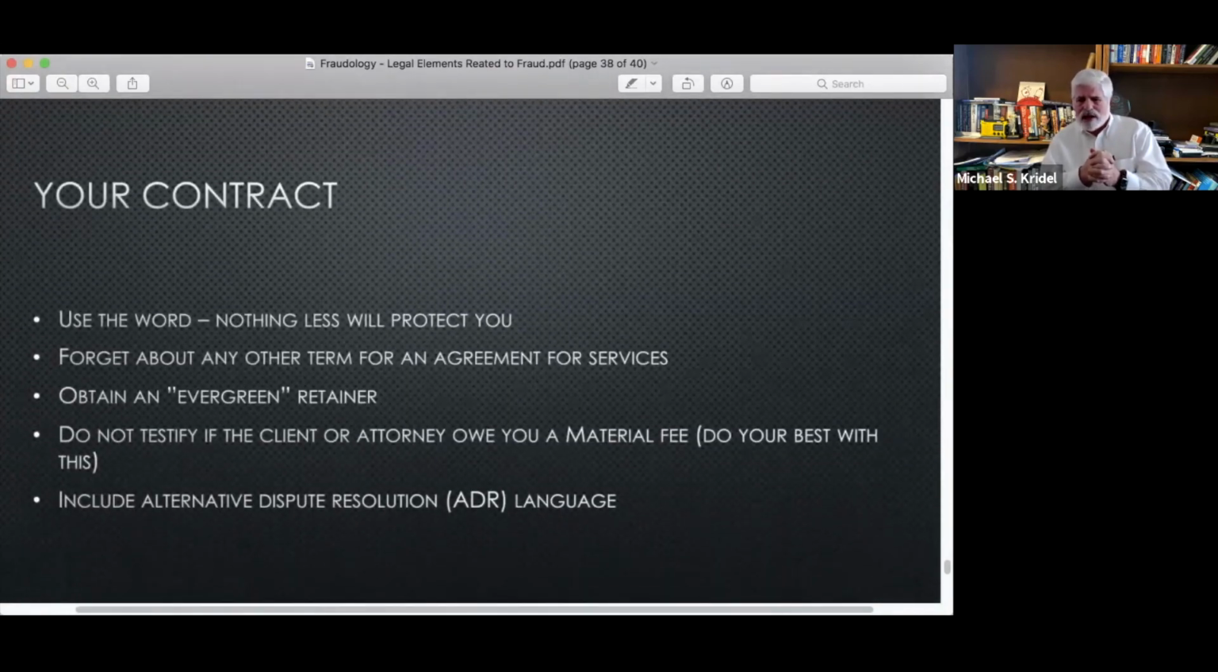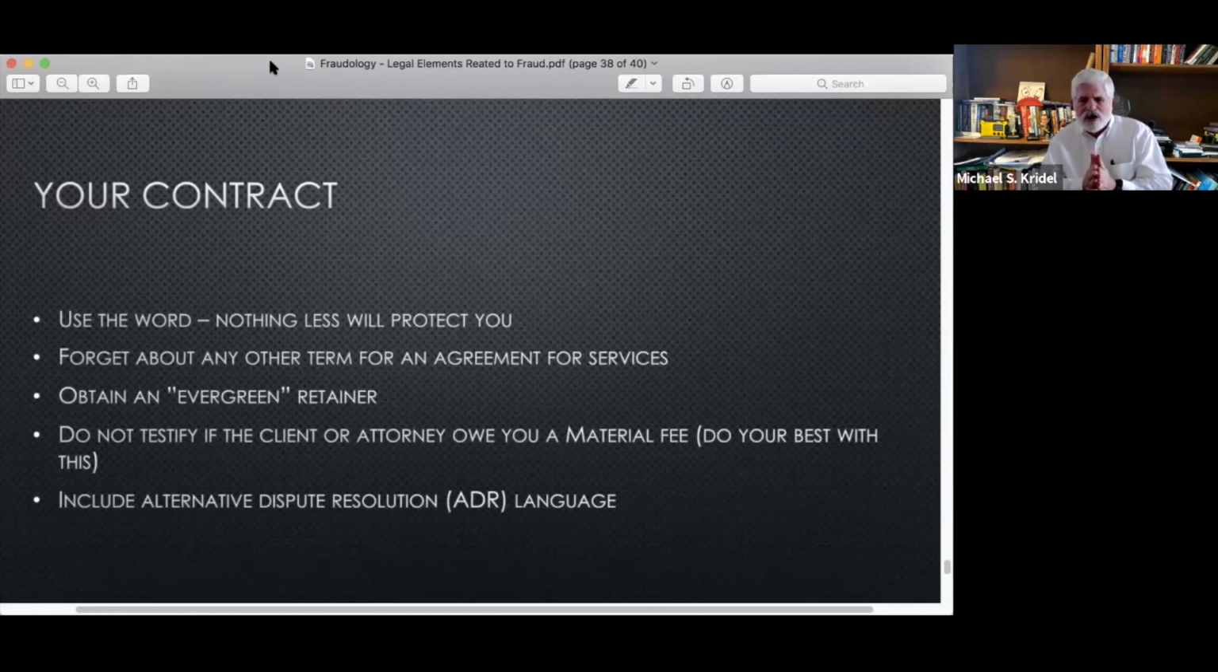Your contract. As I said earlier, use that word. No other reference will protect you. You need to live by that contract. Forget about any other term. You need to get evergreen retainers if you're an external expert. In other words, you're going to get a retainer that will be held until the last bill to protect yourself against allegations that your testimony will determine what you get paid or whether you get paid.